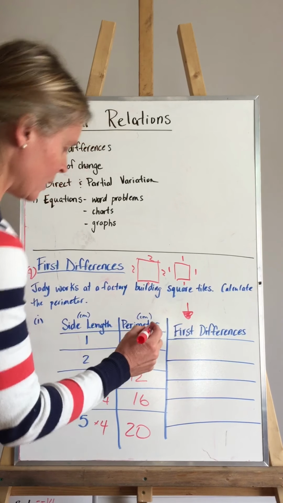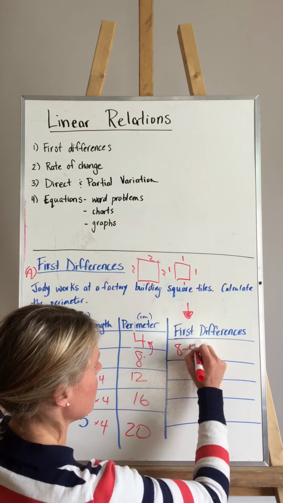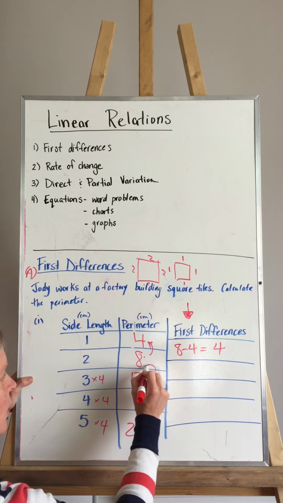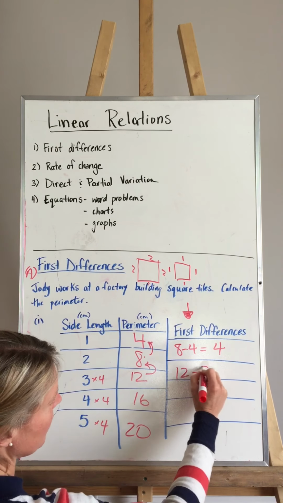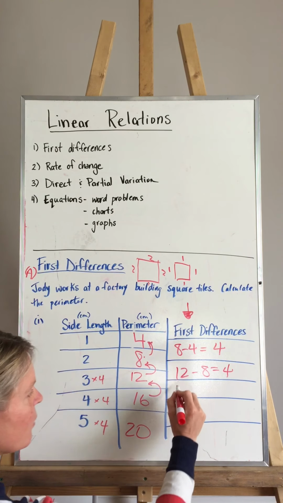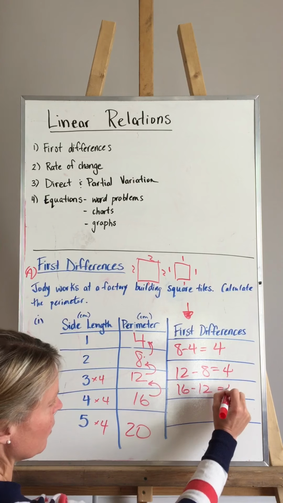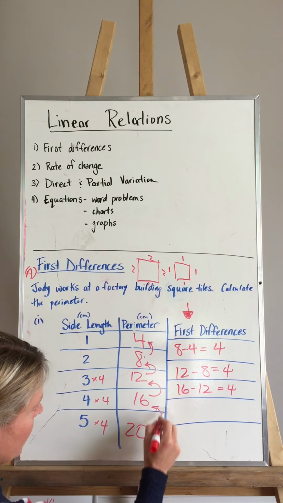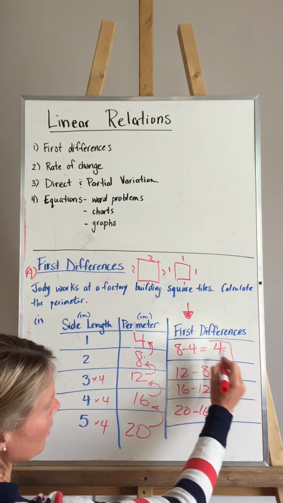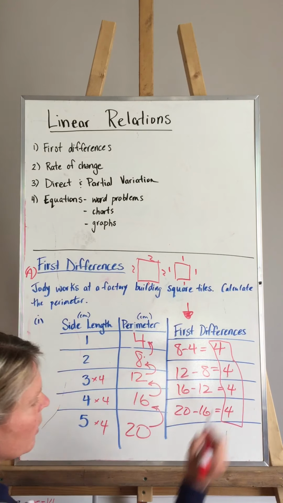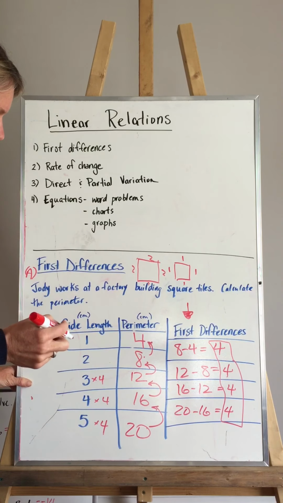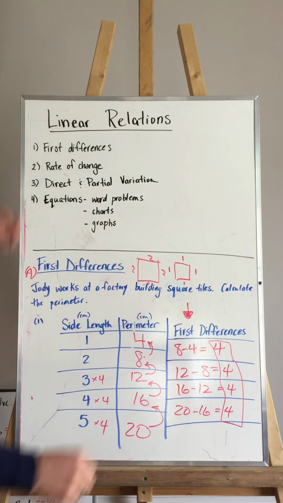So this would be 8 minus 4. So it's 4. Then I take the one after it and I subtract the one before it. So this is 12 minus 8. So it's also 4. Then 16 minus 12, 4. And 20 minus 16 is 4. We'll go back to it, but just note for now that all the first differences are the same and all the first differences are positive. So that's the first part on the handout.